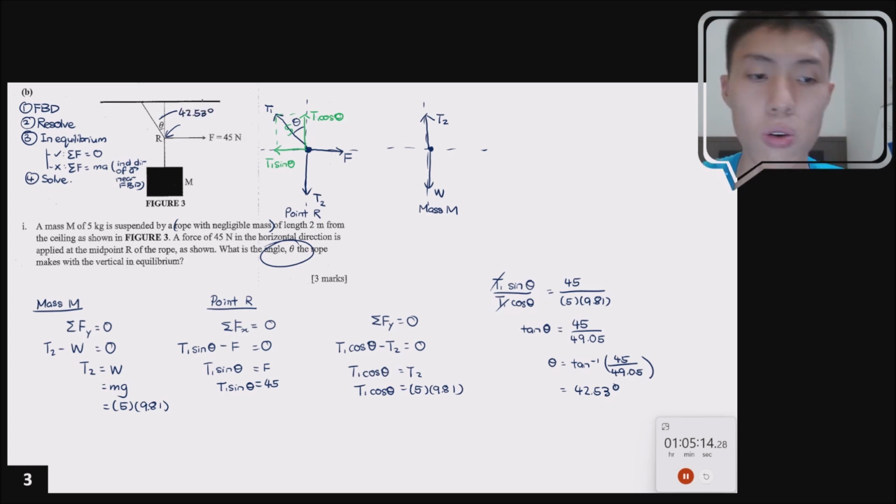In order for the whole system to be in equilibrium, the sum of Fx and sum of Fy are all equal to 0. Nothing is moving, everything is at rest. So the net force for x and y should all be equal to 0. Okay, we're done with this question. Let's move on to the next one.